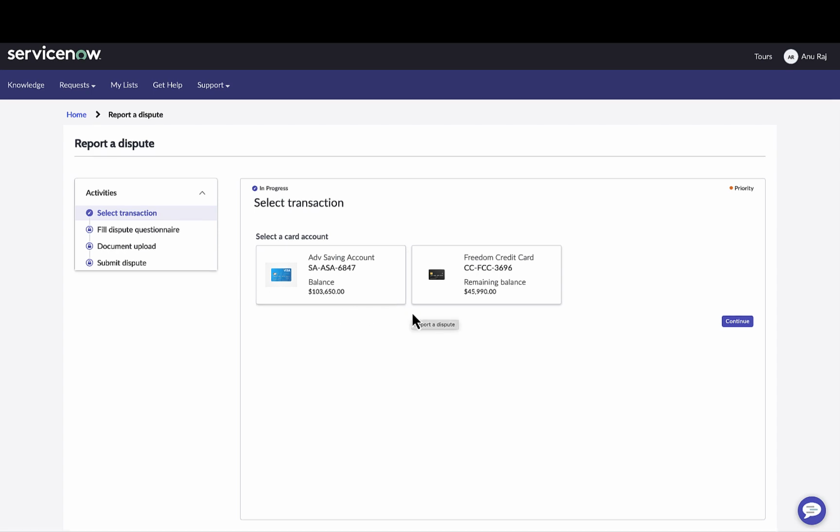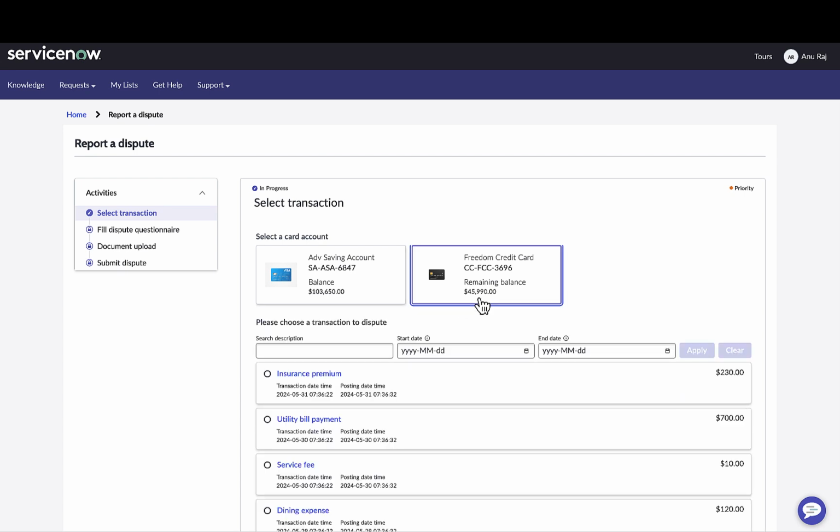In addition, Anu's accounts populate here on the first screen. Issuers can configure these cards with images to look like the actual credit or debit cards they offer. Anu chooses his Freedom credit card.